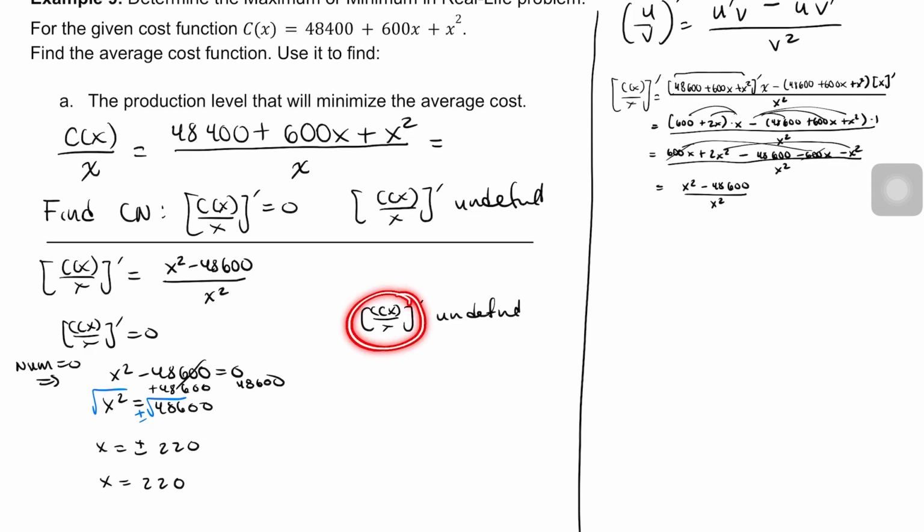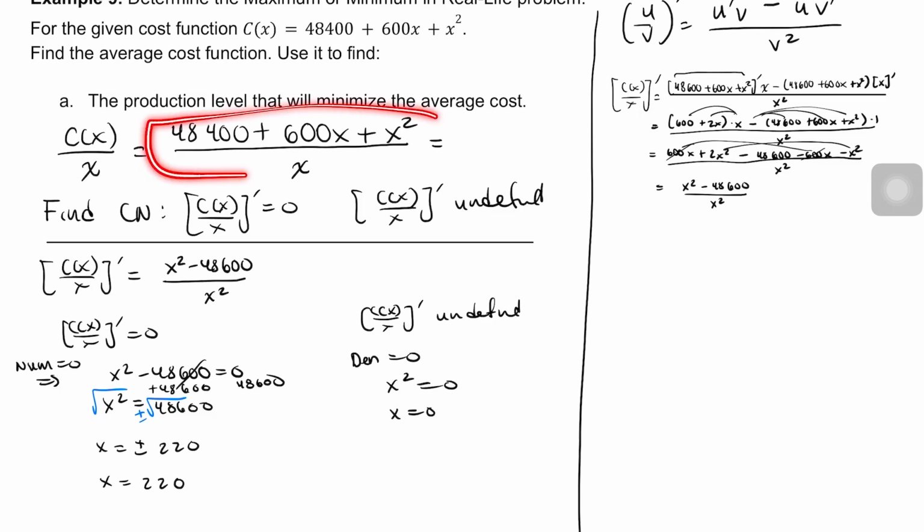Alright, so for this critical number, this will happen. The derivative will be undefined whenever the denominator is 0, so that means whenever x squared is 0. But this will imply that this happens when x equals 0. And we know that's not a critical number, because that will make the original function undefined. So it's not part of the domain. So this will not work.